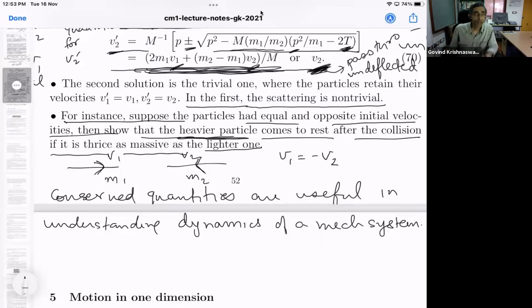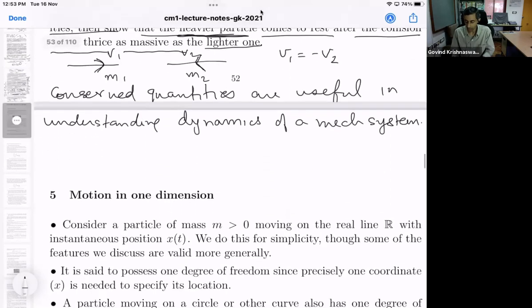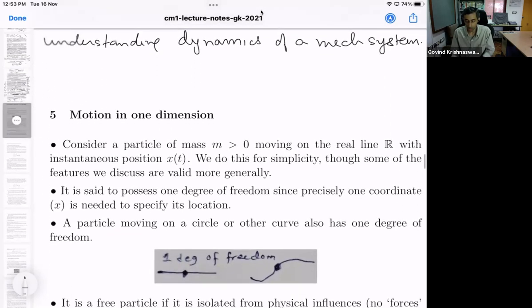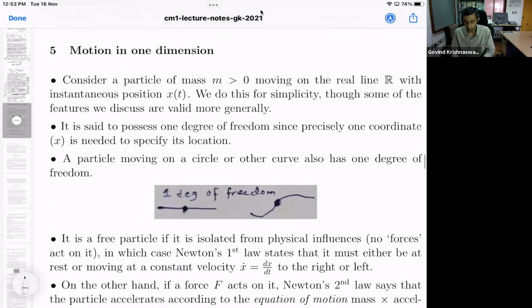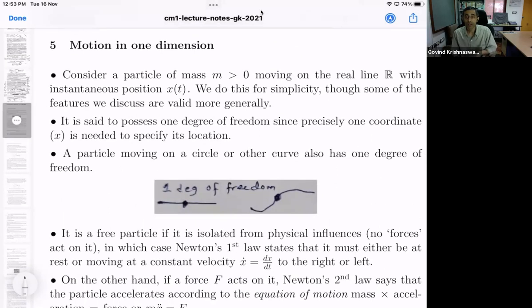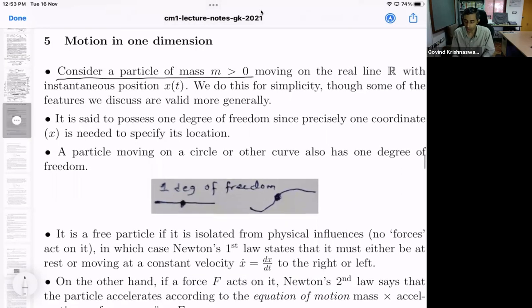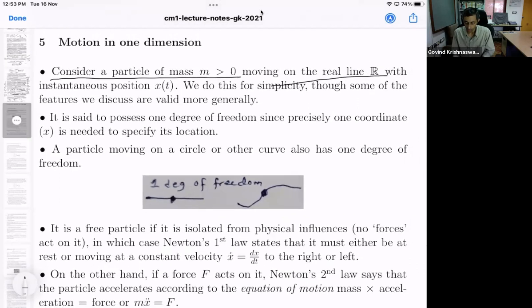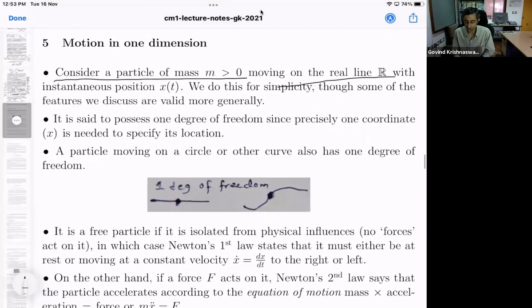Okay, if not, I want to make some more remarks about motion in one dimension. We have said some things, a few more remarks. Just to recapitulate, let us consider a particle of mass m, which is positive, inertial mass m, moving on the real line, with instantaneous position x of t.